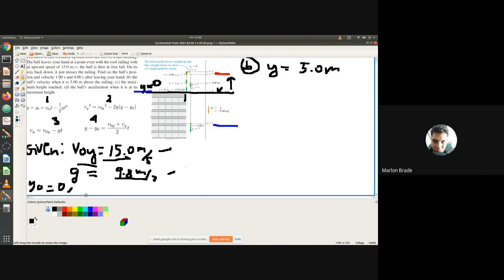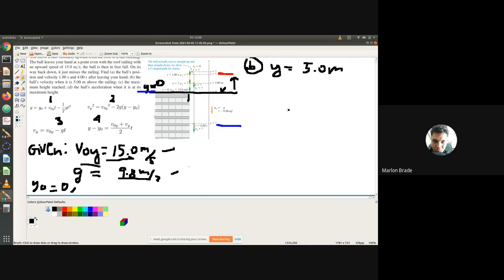Question. What are we looking for? What we are looking for is Vy, because the problem says find the ball's velocity. So what is Vy at the time it reaches y equals 5.0 meter? What we are looking for is Vy. Your givens are y which is 5.0 meter, v naught y which is 15 meter per second, g which is 9.8 meter per second squared, and lastly y naught equals 0.